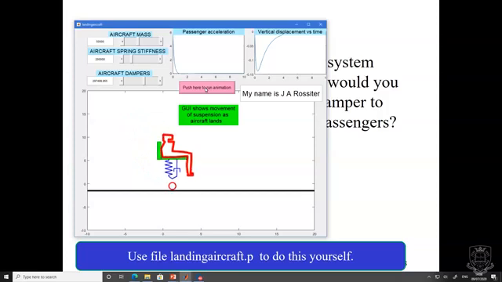Okay? And you'll see the landing looks a lot nicer if you're looking at the animation. But now let's look at the passenger acceleration. It went up to about 6, so 4 times bigger than what you had before. So which of those is better, and why?